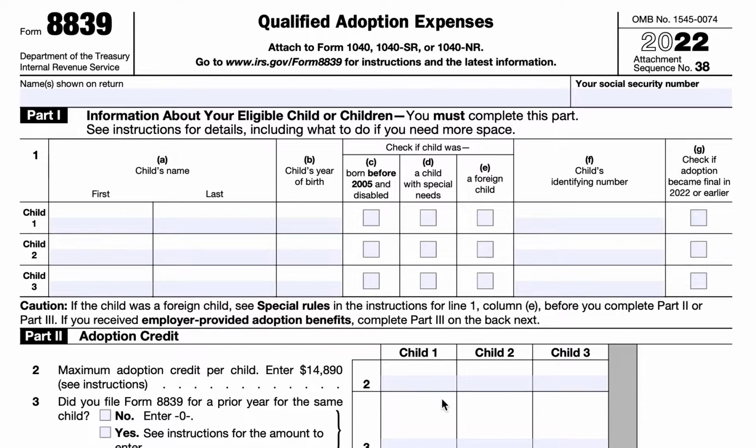In column E, you'll check the box if this is a foreign child. The IRS considers a child to be a foreign child if he or she was not a citizen or resident of the United States or its possessions at the time that the adoption effort began.